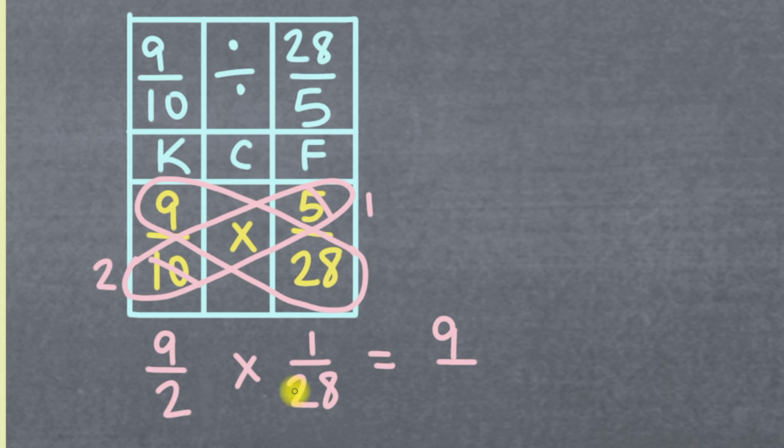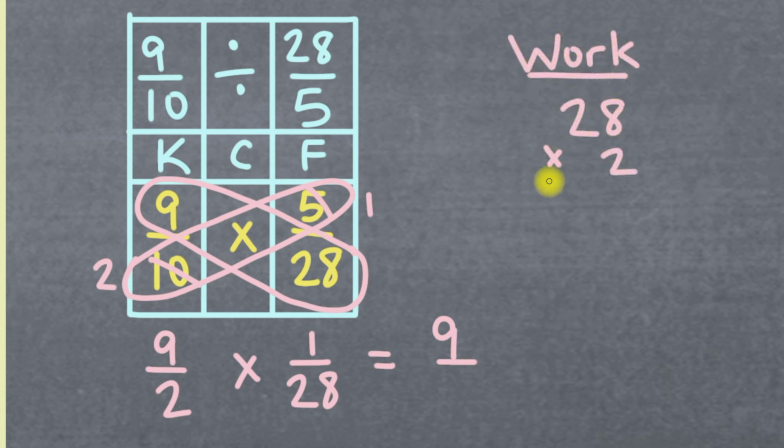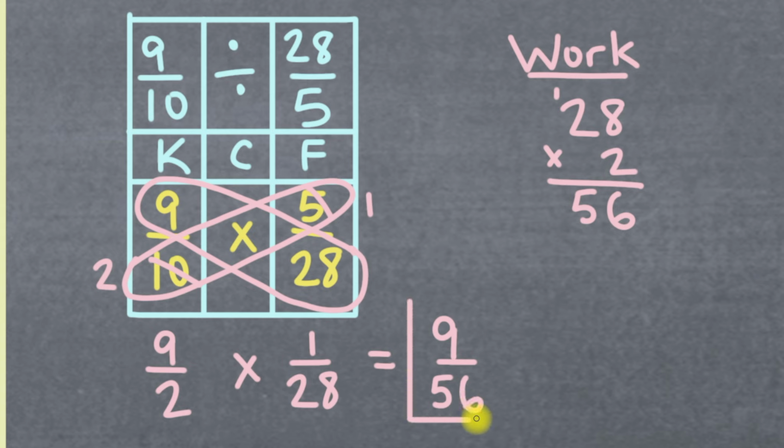And what's 2 times 28? Just in case you're not sure, I'll show the work over here. 2 times 8 is 16. I'll bring down the 6 and carry the 1. 2 times 2 is 4. Plus 1 is 5. So 2 times 28 equals 56. So our final answer is 9 over 56.